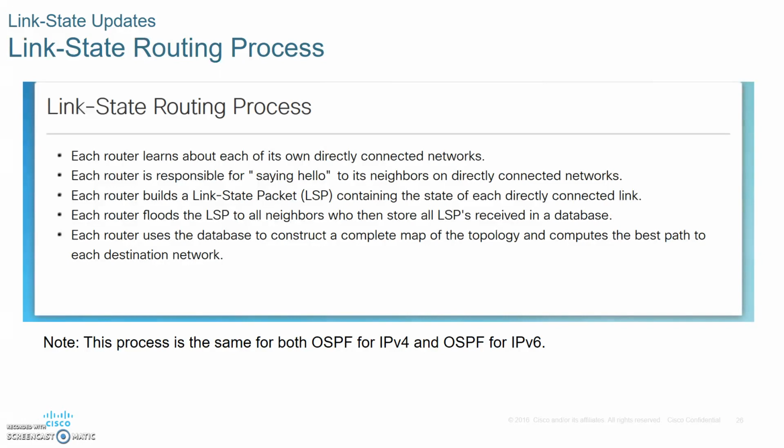And then once they determine that the database has stabilized, which is converged, they will use the database to construct a complete map of the topology. So every router will construct the same map. And then each of the routers will compute the best path to the remote destination networks. The process will be the same for version 4 and version 6 in both OSPF.